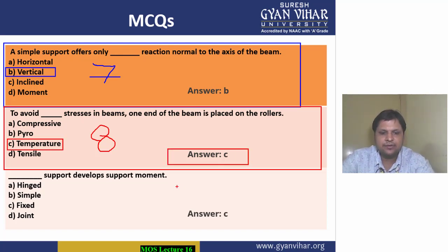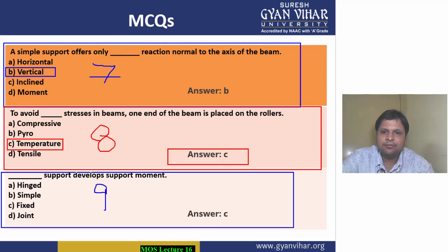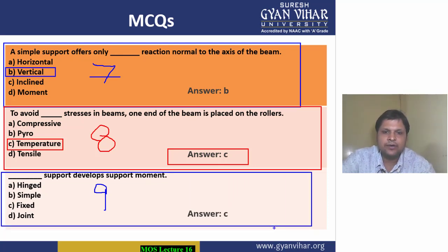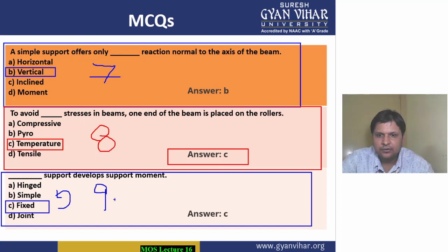Coming into the next MCQ, MCQ number 9, students. Dash support develops support moment. So which support develops support moment? We all know that fixed support develops the moment at its support point. So option C is the correct option.